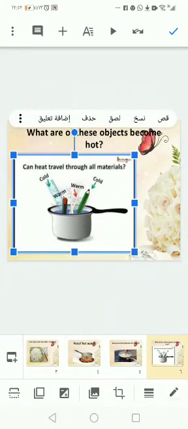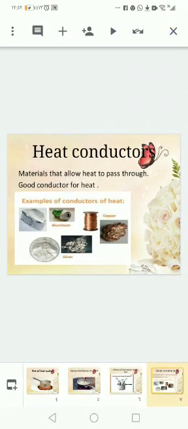So you can remember with me heat conductors. What are heat conductors? Materials that allow heat to pass through them are called heat conductors. Examples: aluminum, copper, silver, any metal.